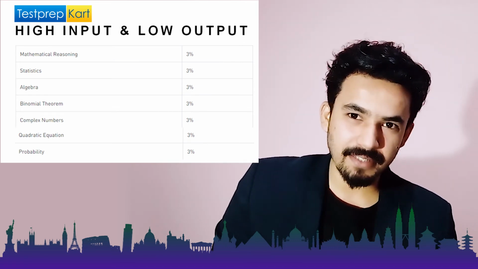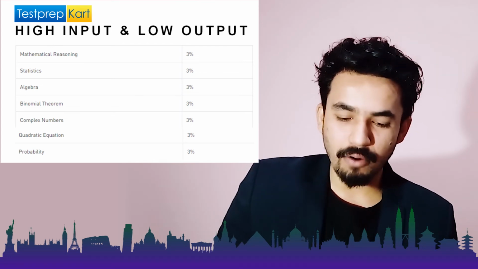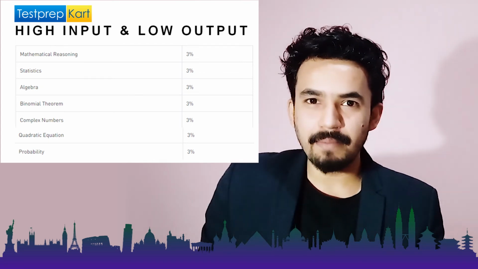Complex numbers, quadratic equation, and probability. So these are the things 3%, 3%, 3%. So you can see at this point of time that this requires high input and low output.